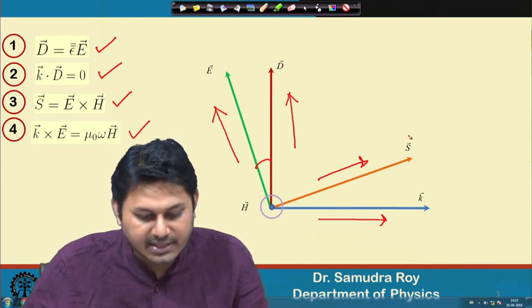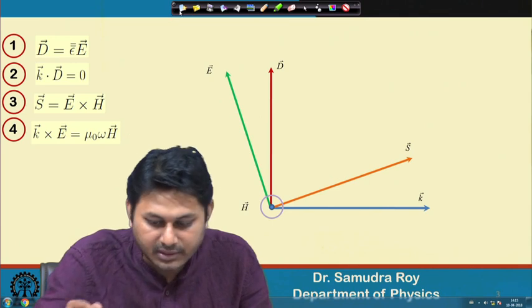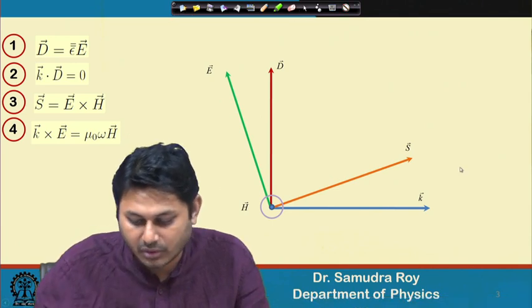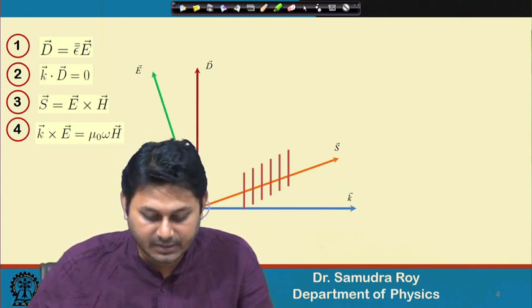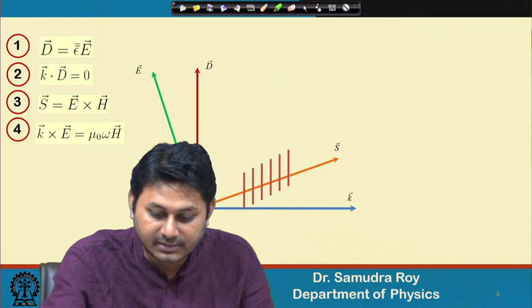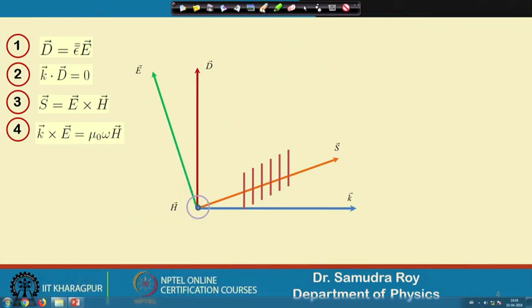If I try to understand what is going on in this figure, we need to look at the same figure, but with some extra lines. This is the phase front, or the wave front. We know that the wave front is perpendicular to the k vector. That means the wave fronts are moving in the S direction, but the wave fronts are perpendicular to the k vector.